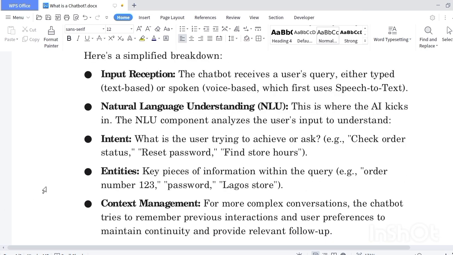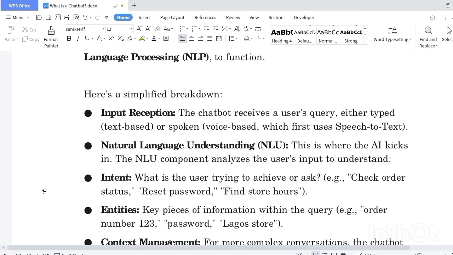Let's break this down simply. The simplified breakdown starts with input reception. The first step is to receive your input by text or by voice. You can just write text: "What time do you open?" As simple as that. It's going to give a response because it's already been trained on frequently asked questions: we open from 7 a.m. to 6 p.m. You could also use a voice prompt to ask the question, and it's going to answer.